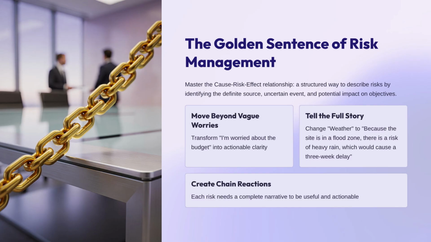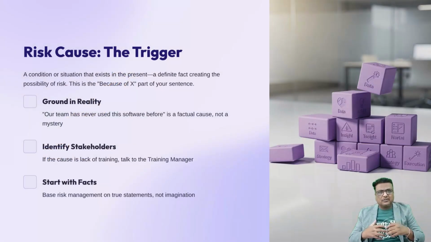So now that we've mastered the idea that a risk needs a full story to be useful, you might be wondering about the very first link in that chain. Well, that brings us right into our next step, which is identifying the cause. This brings us to the risk cause. Technically, this is a condition or situation that exists in the present or is a definite fact which creates the possibility of a risk. To put it simply, this is the because of X part of our sentence.